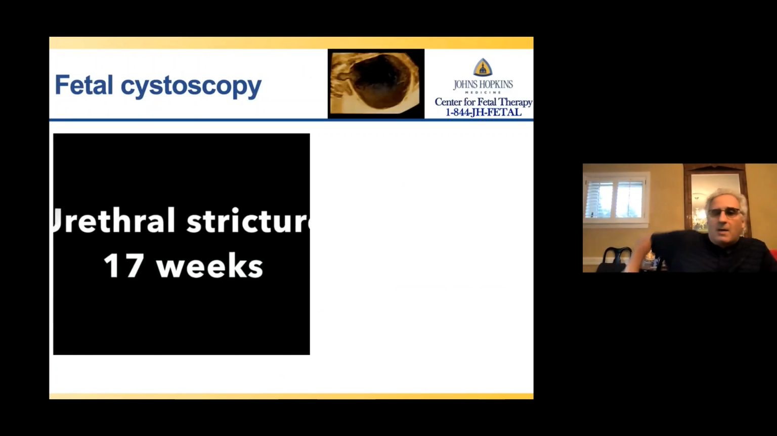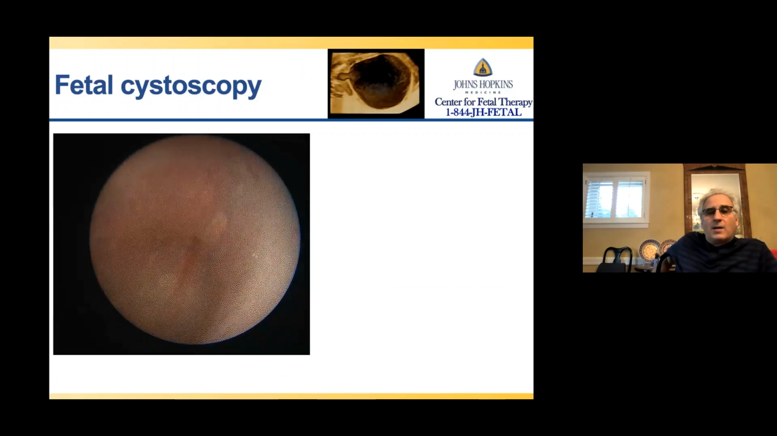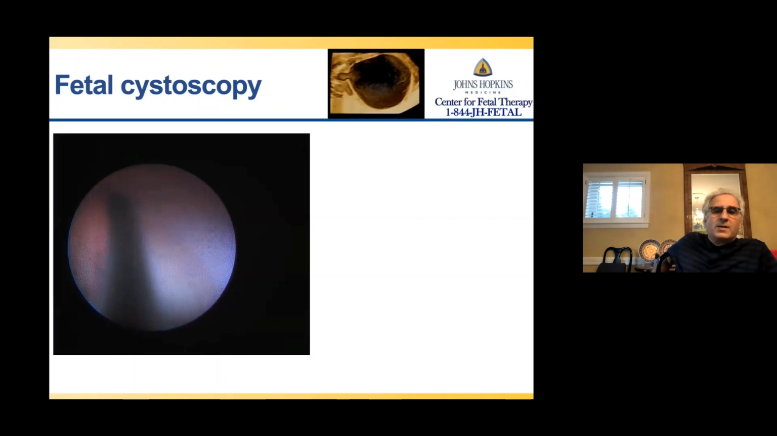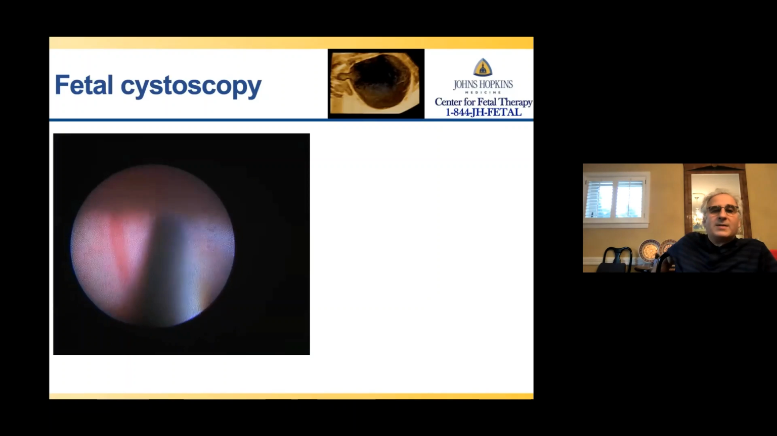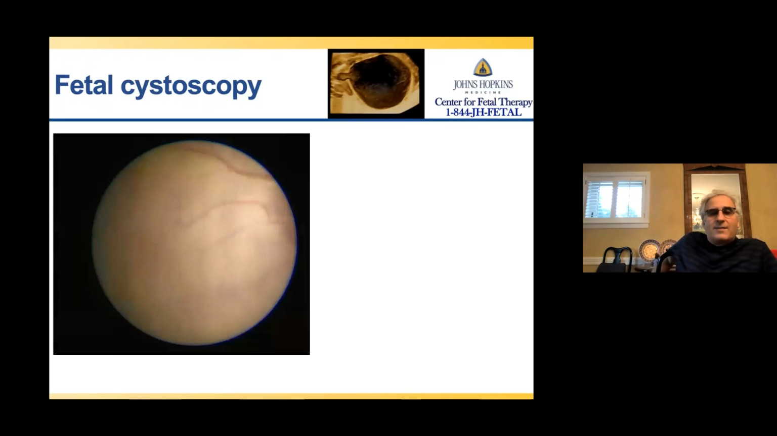So we do fetal cystoscopies because we have recognized that you can't necessarily see by ultrasound what the problem is. This is a case where there is no urethral opening, and this is a fetus at 19 weeks, and we went in with an optical instrument. Here we're trying to pass a guide wire through to see if there's actually a patent passage, and there isn't a patent passage.